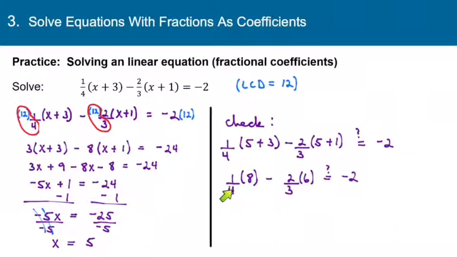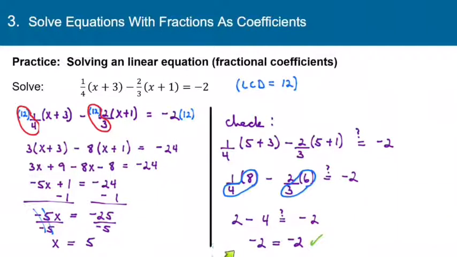8 divided by 4 would be 2. So this 2 times this 1 would make 2. And here 6 divided by 3 would be 2. So this 2 times this 2 would be 4. And we know that 2 minus 4 is -2, so that's true. And that tells us that 5 is the right solution.